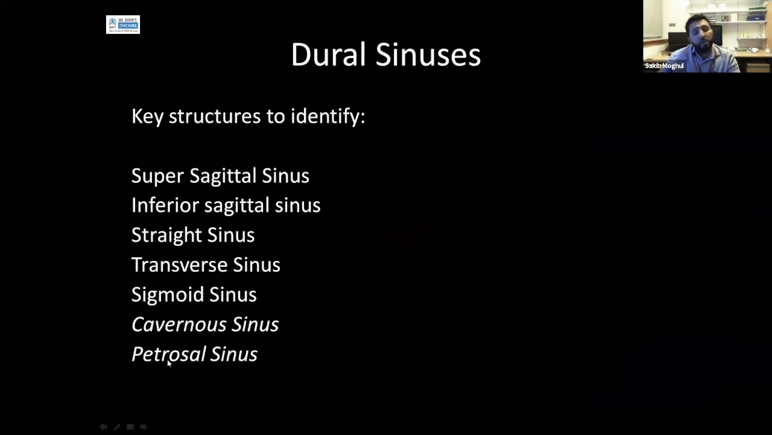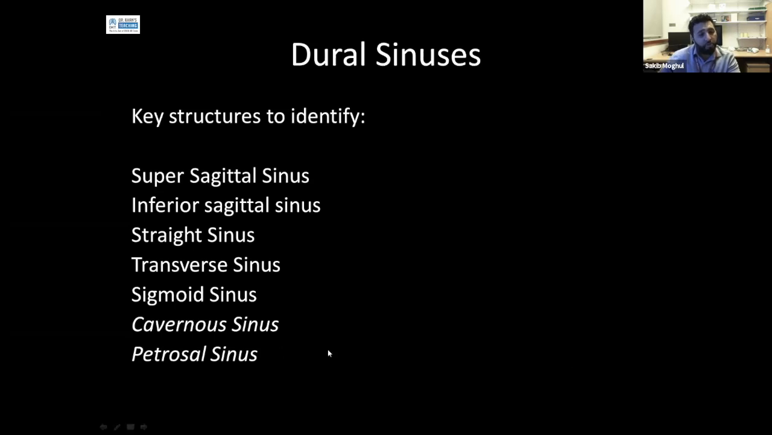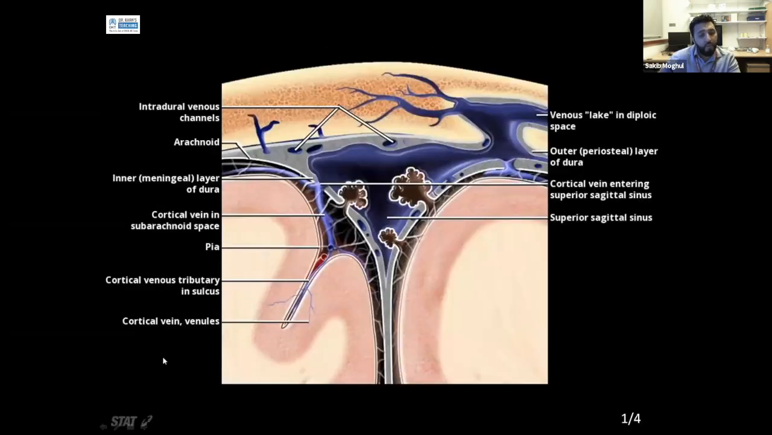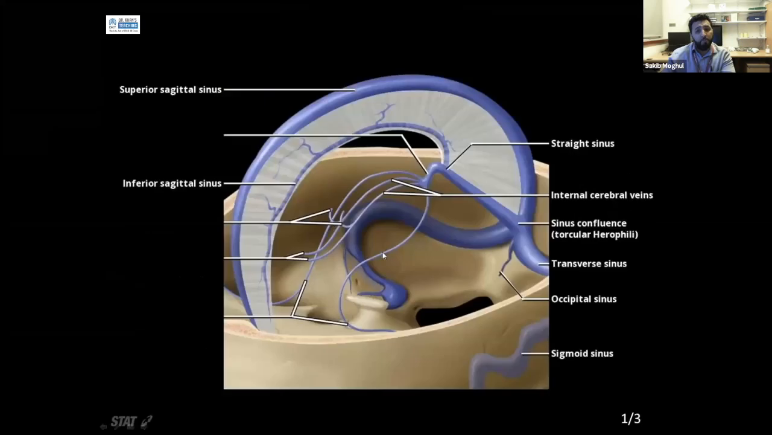Two other sinuses which aren't as easily seen, but I'll try to go through them so you can have an appreciation of them, are the cavernous and the petrosal sinuses. Dr. Khan already went through how these sinuses are formed with in between layers of the dura.